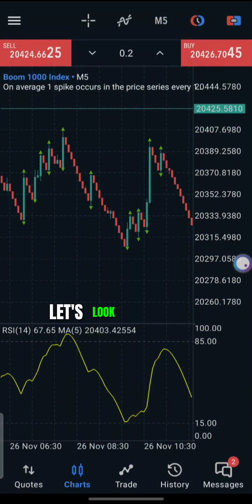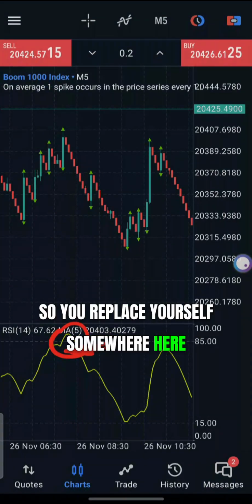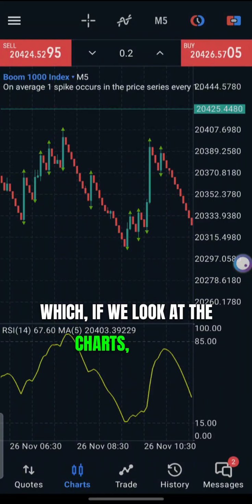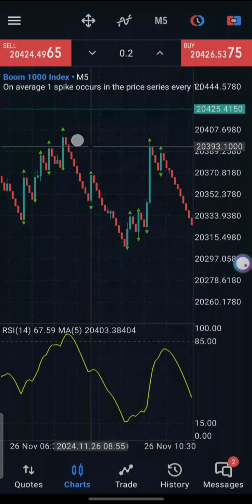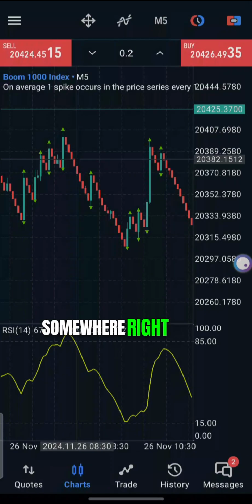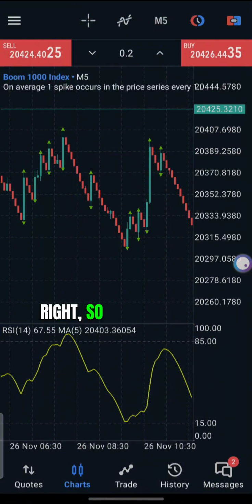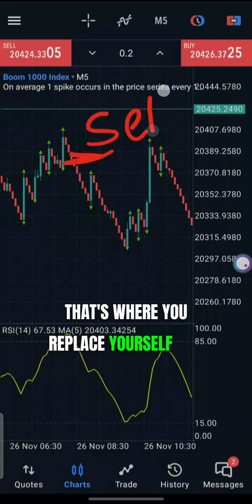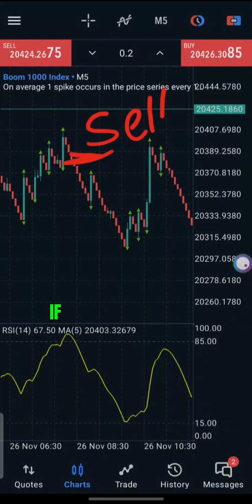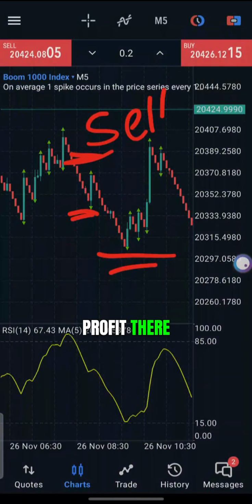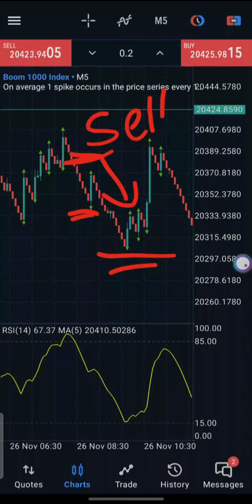So let's look at another example. So here we can see price went above the 85 level, which is somewhere here. So you would place your sell somewhere here, which if we look at the charts, is somewhere right there. That's where you place your sell, and you'd have taken profits. If you do not want to risk it, you could have taken a profit here, or a profit there. And as you can see, it went down right there nicely.